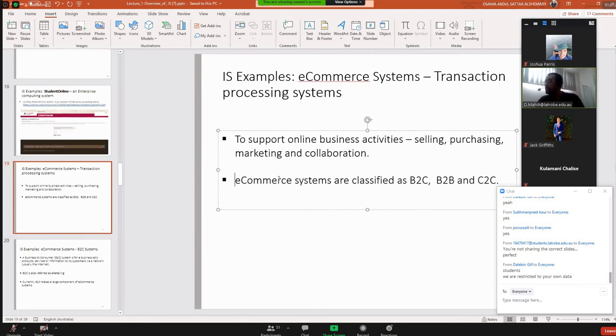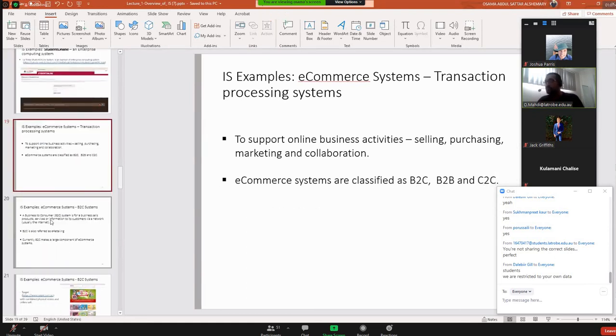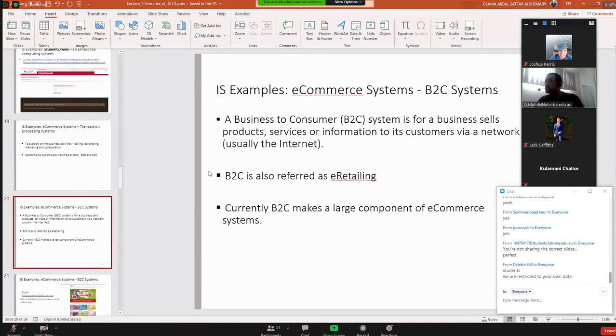Okay, so e-commerce systems are classified as business to customer, which we call B2C, business to business, or customer to customer. These are the types of e-commerce information systems. For example, when we take a business to customer system, what does that mean here?